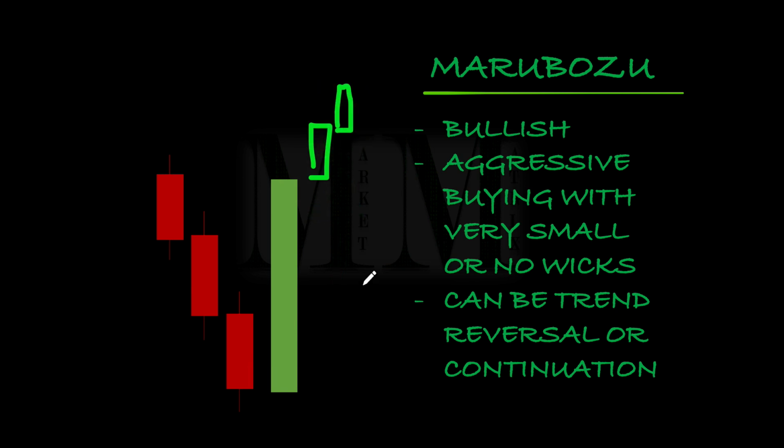Now, how this can be a continuation pattern is, let's say we have something like this, small candles going up, and then you see this big green candle come in. This shows that buyers are still in control. This shows, okay, the buyers were here, the buyers were here, the buyers were here, and then you see, boom, this big green candle. Buyers are still in control, and you can see that clearly through the chart. So that's the bullish Marubozu candle.